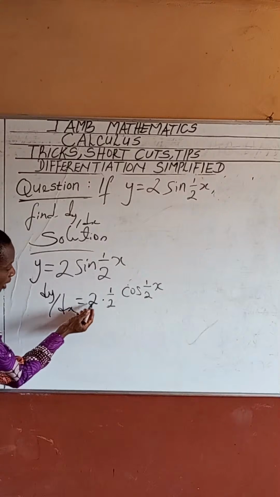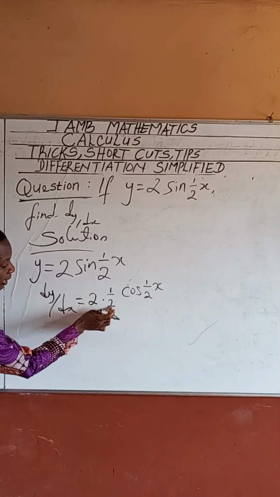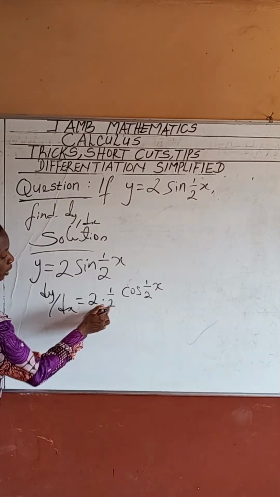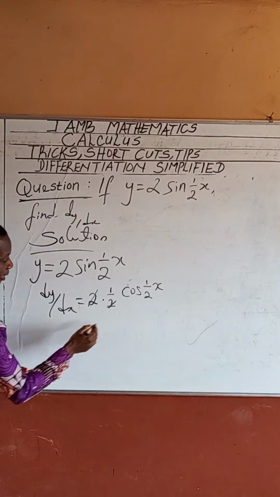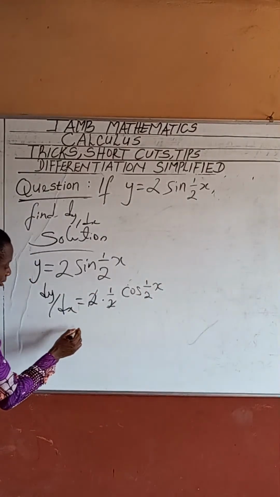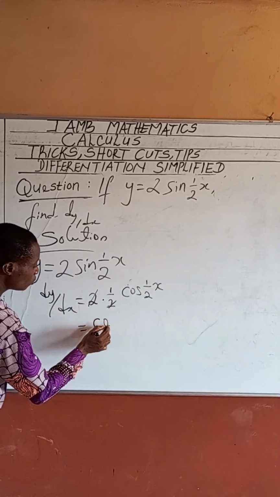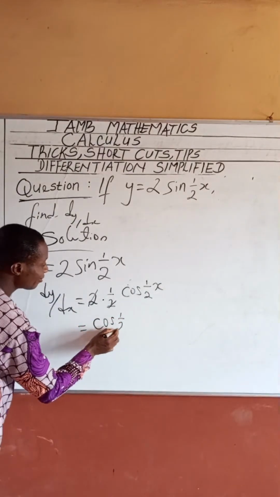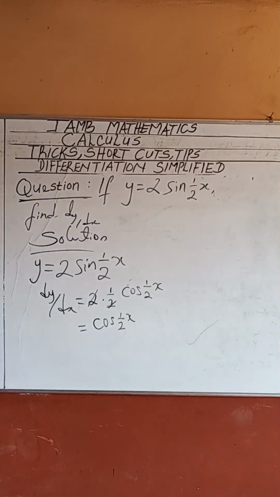This is the simplest way. Don't forget what happens here: this is a numerator, this is a denominator, so they will cancel each other. These 2 will cancel these 2, and that gives us only this, because 1 times cos half x is the cosine of half of x. This is the solution to this question, and I do hope it is very, very clear.